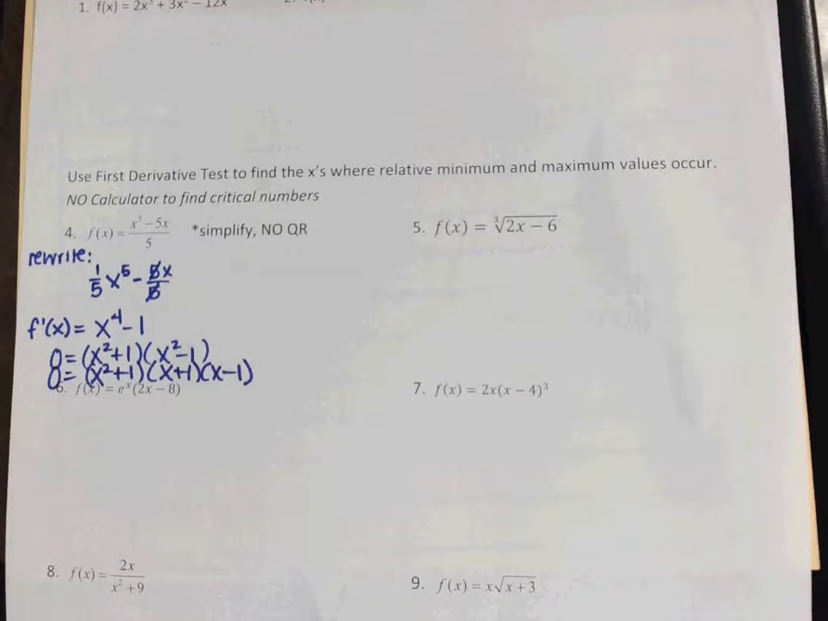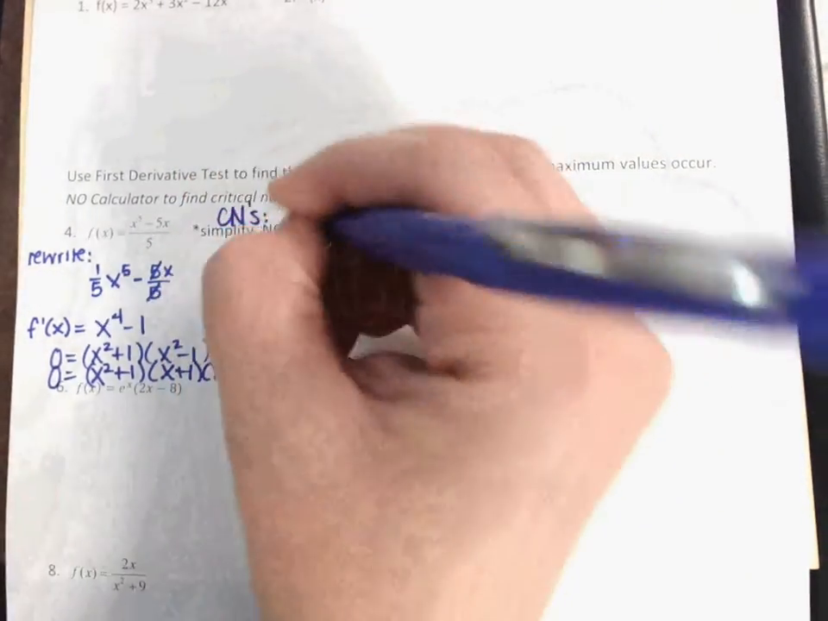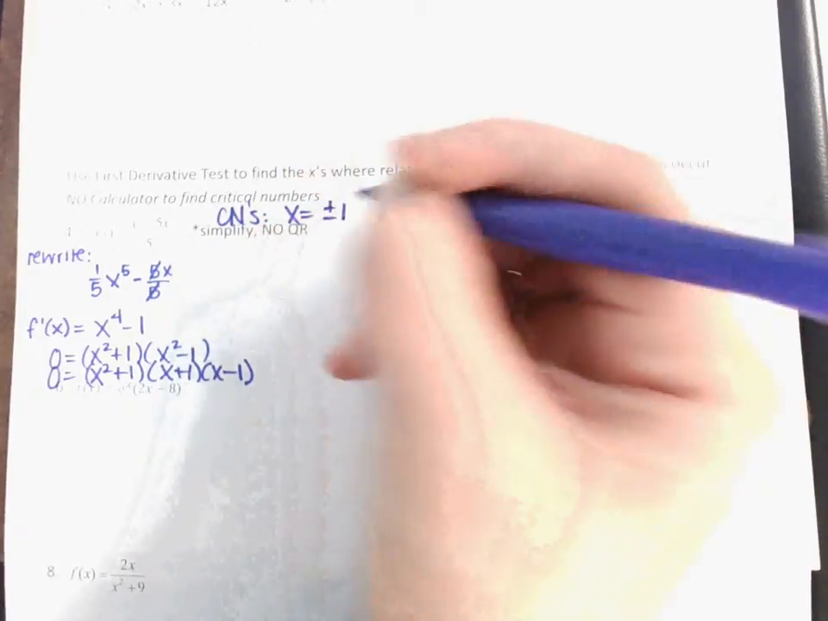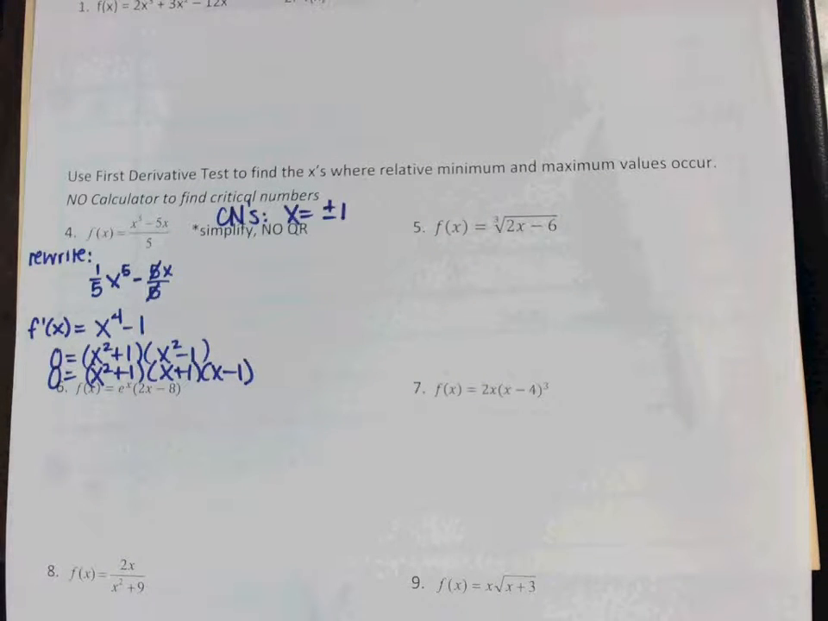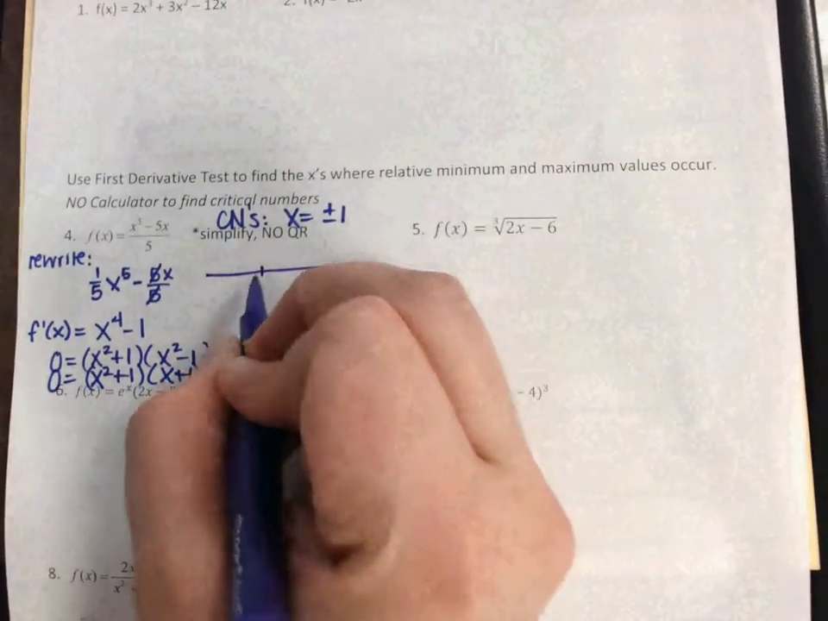Okay. What are my critical numbers? 1 and negative 1. So I'm going to just put plus or minus 1 to be kind of lazy. Now question, can this term, x squared plus 1, is that ever going to equal 0? Okay, no. If you're not sure, think about the graph. X squared looks like this. And then I shift it up one. Is it ever going to hit the zero axis? No. So I only get an answer here and here. Set up your number line. What numbers go on it? Negative 1 and positive 1. Remember, you want to put them in order.